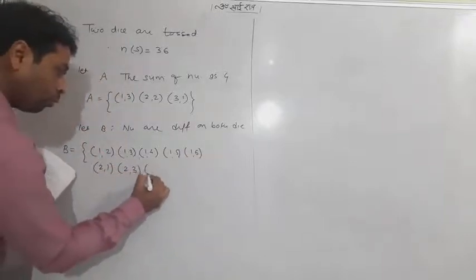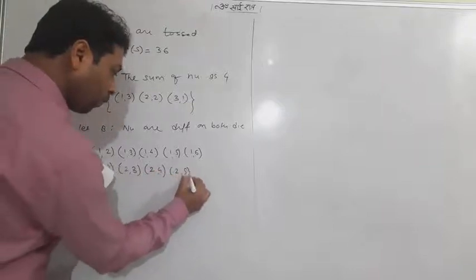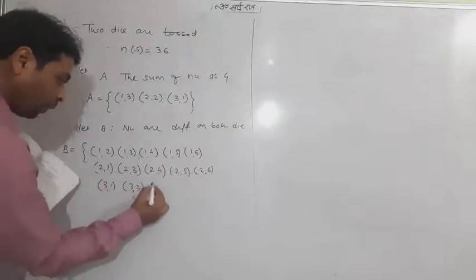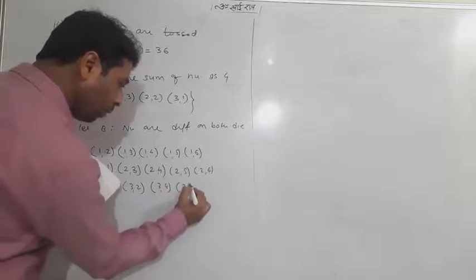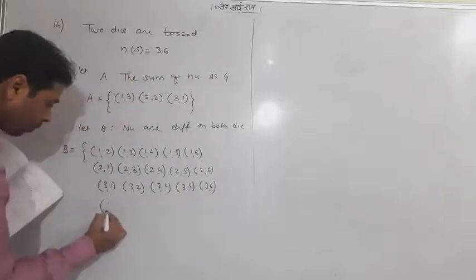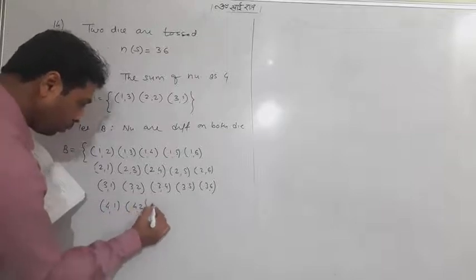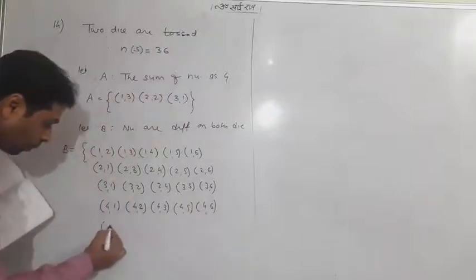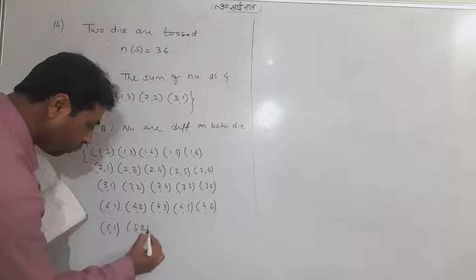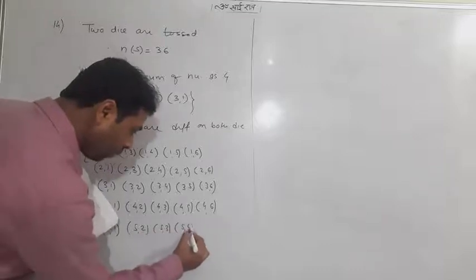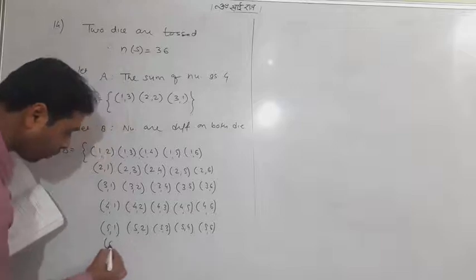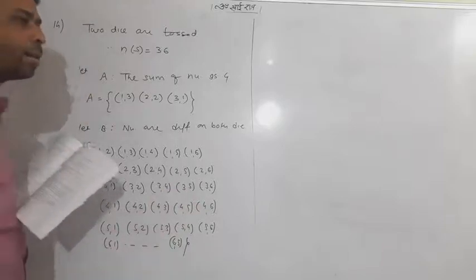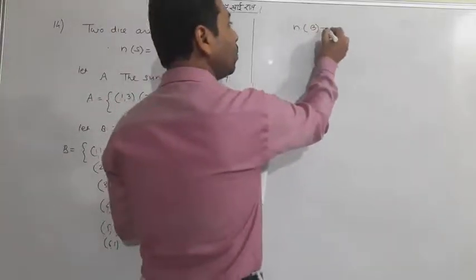2, 2 will not come. 2, 3. 2, 4. 2, 5. 2, 6. 3, 1. 3, 2. Doublet will not come. 3, 4. 3, 5. 3, 6. 4, 1. 4, 2. 4, 3. 4, 4 will not come. 4, 5. 4, 6. 5, 1. 5, 2. 5, 3. 5, 4. 5, 5 will not come. 5, 6. And lastly, 6, 1, 6, 2, 6, 5. 6, 6 will not come. So, if you focus on that, you have n of B equal to 30.